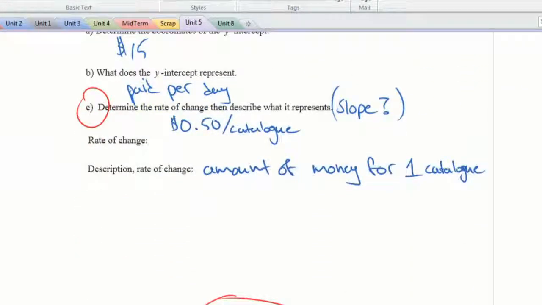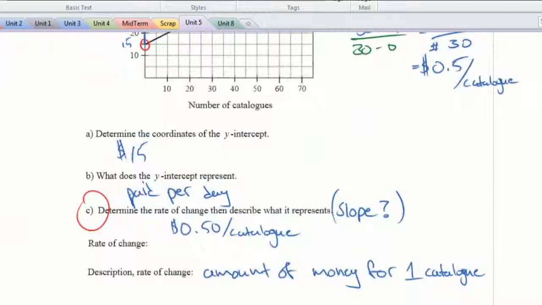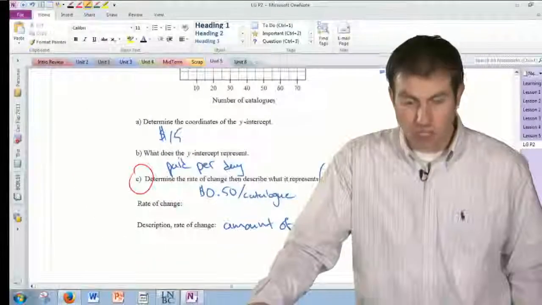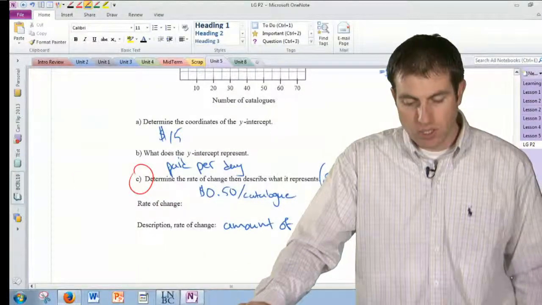I think that was it for that question. Yes. All right. So that kind of covers rate of change.